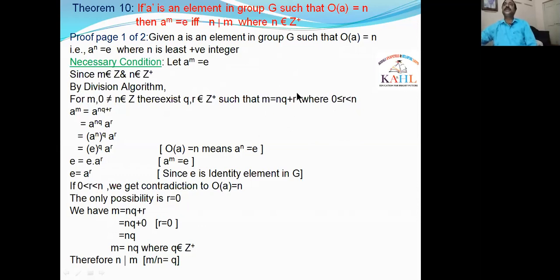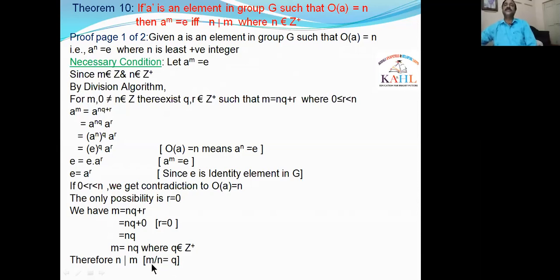If we substitute r is equal to 0 in this one, kindly follow the cursor, then we got m is equal to nq. We have m is equal to nq plus r. Is it right? The possibility is r equal to 0. If you substitute r equal to 0 here, nq plus 0, then this is nq. m is equal to nq, where q is an integer. That means n divides m, or m divided by n is equal to q.